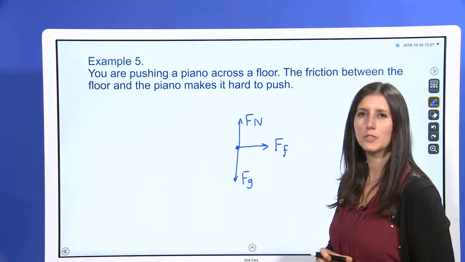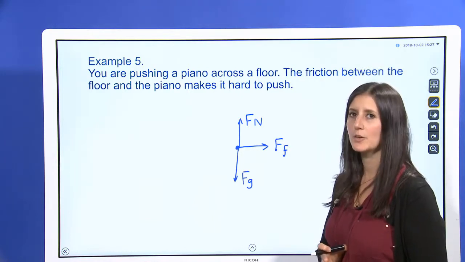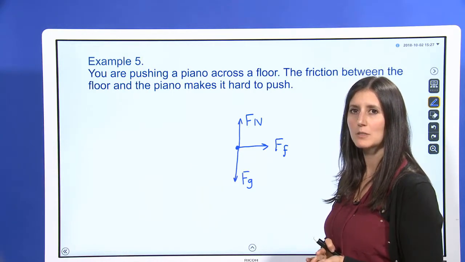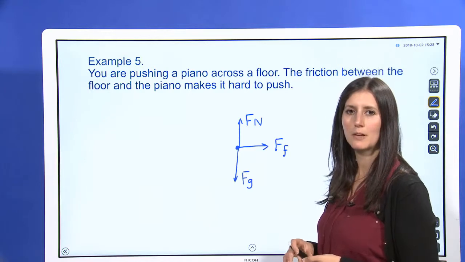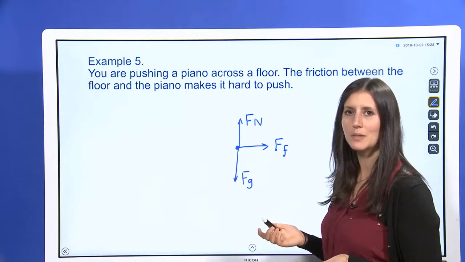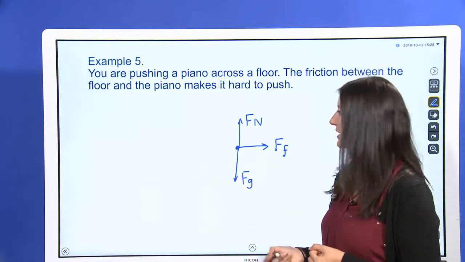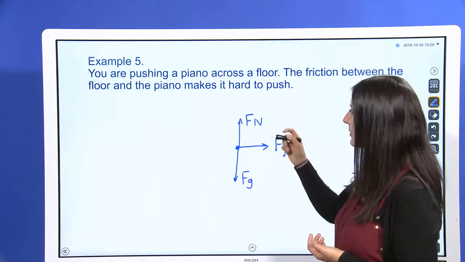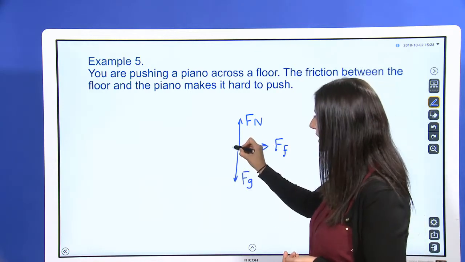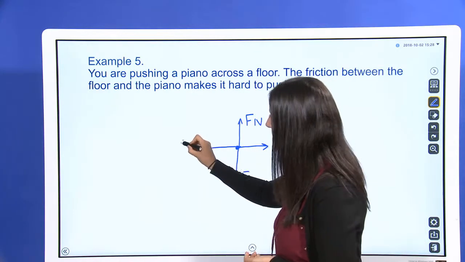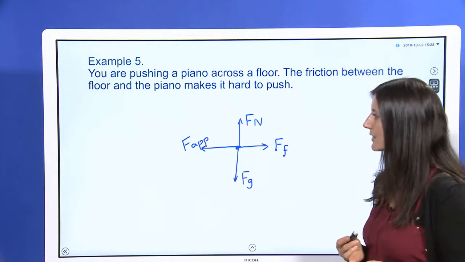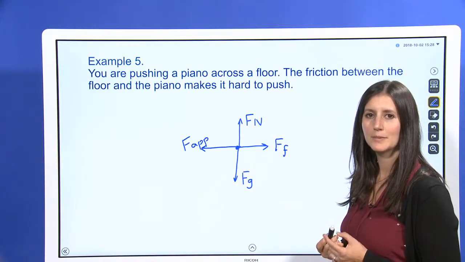If we think of the other forces we talked about, there was tension. There is no tension in this question because there's no string or rope. There's an applied force as well. Now in this question, should we include an applied force? You are pushing a piano across the floor. So yes, there should be an applied force because you're pushing the piano. Which way would the applied force go? Well, we've already said that the piano is moving this way. There's a reason why it's moving that way. It's because you're pushing it that way. So this is the direction of the applied force. So that's my applied force. Okay?